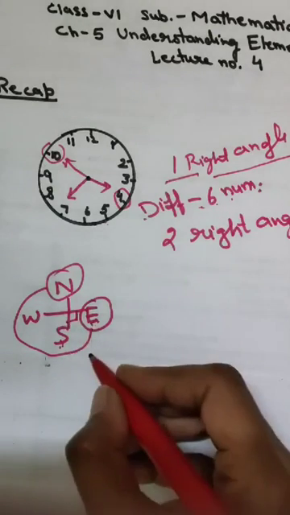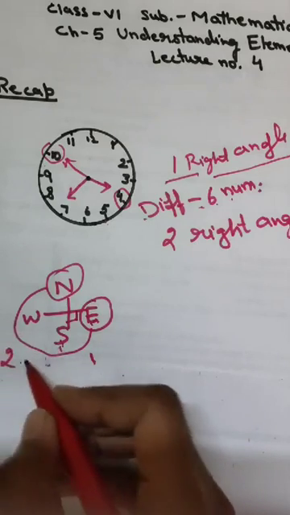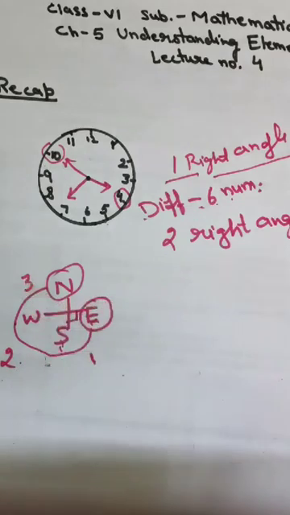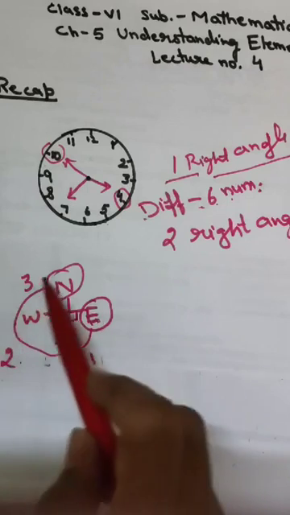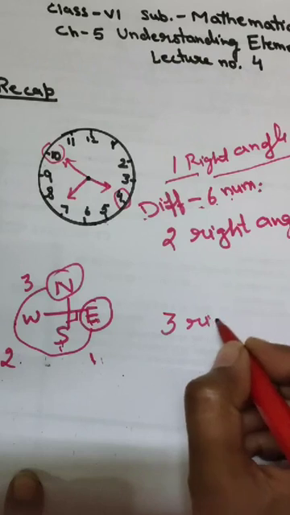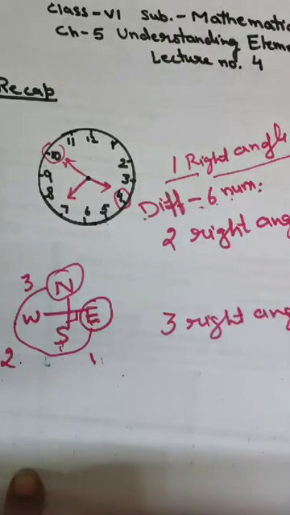From east to south will make one right angle, south to west will make two right angles, and when we are moving from west to north we are making three right angles. That means if we are facing towards east and move up to north, we are moving three right angles. But what you have to keep in your mind is whether we are moving clockwise or anti-clockwise.